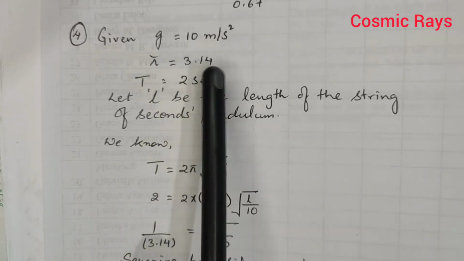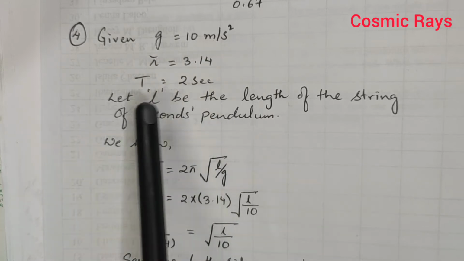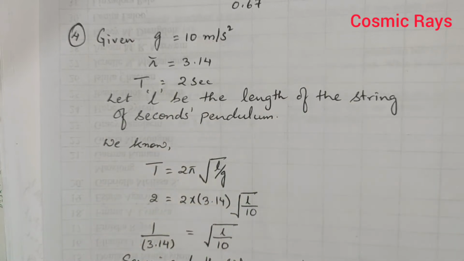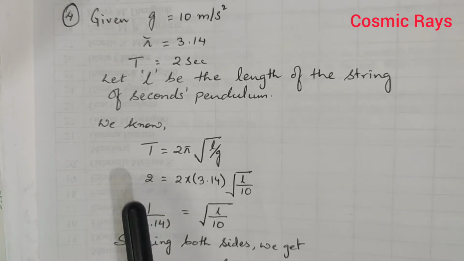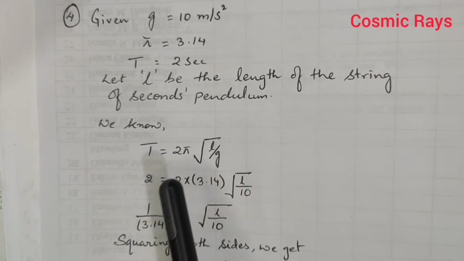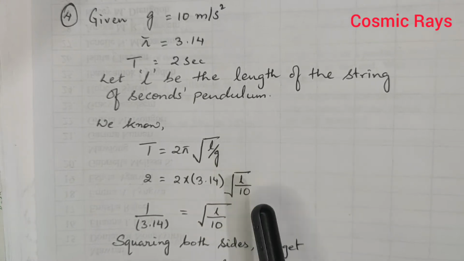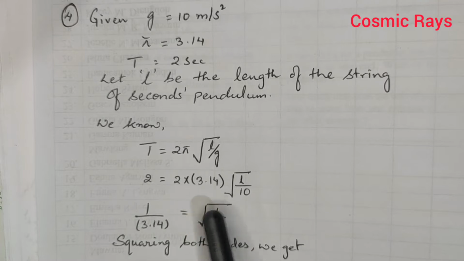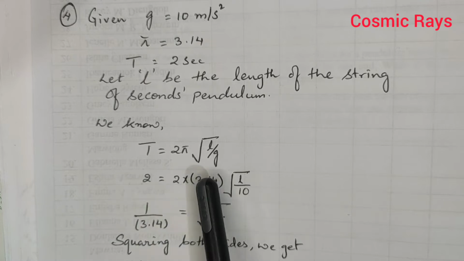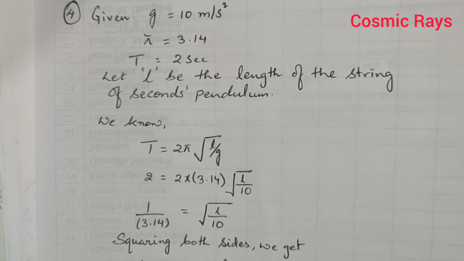So here we have written the given things. G is 10 meter per second square, pi is 3.14, and we assume that let L be the length of the string of the seconds pendulum. So we know the formula for time period, that is T is equal to twice pi root L upon G. We put the values. So T is 2, pi is 3.14, root over L we have to find out, and G is asked to be taken as 10. Now this 2 and 2 cancel out. So 3.14 going to the other side becomes 1 by 3.14 is equal to root L upon 10.